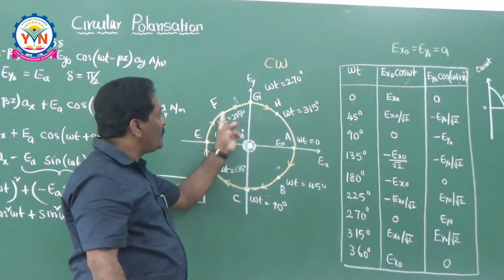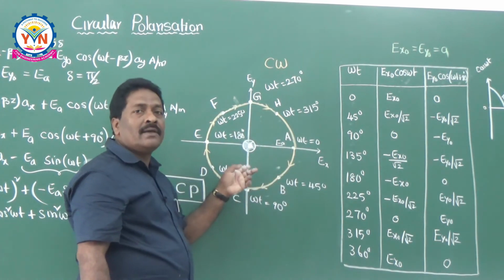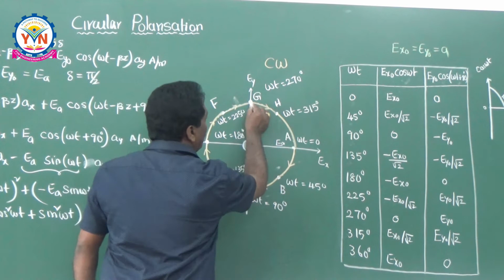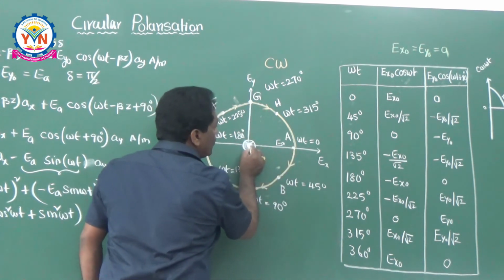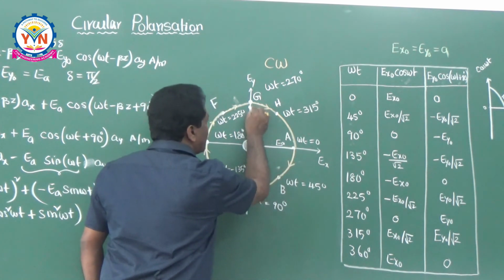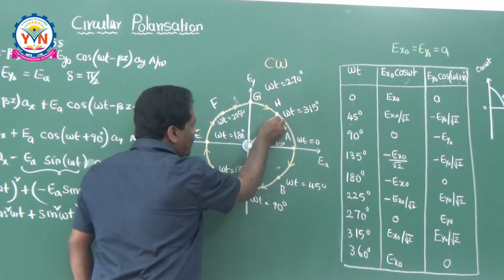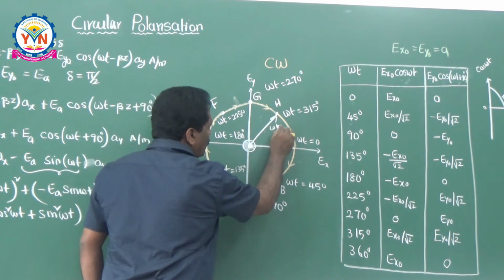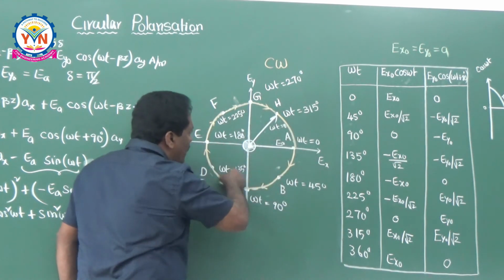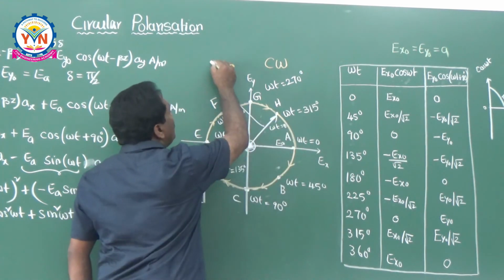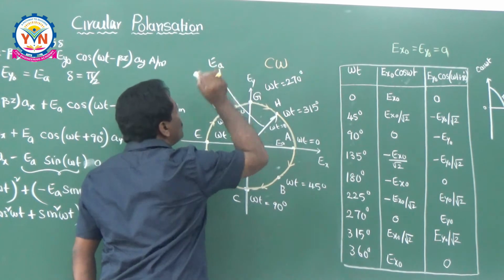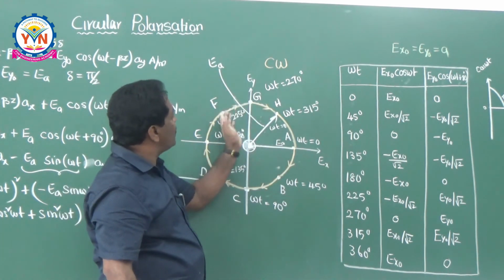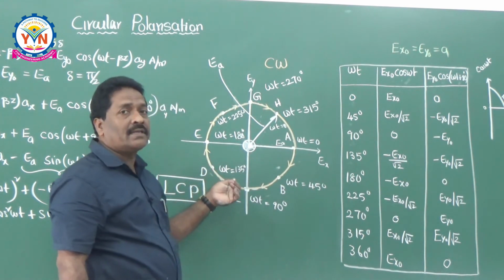So the circular polarization is possible whenever your Ex and Ey are displaced by 90 degrees. So this is Ex and this is Ey, let us say. The resultant is the vector with theta equal to omega t, rotating like this with an amplitude of Ea. It is a common amplitude. The X component and Y component are the same. That's why it is called a circular polarization.